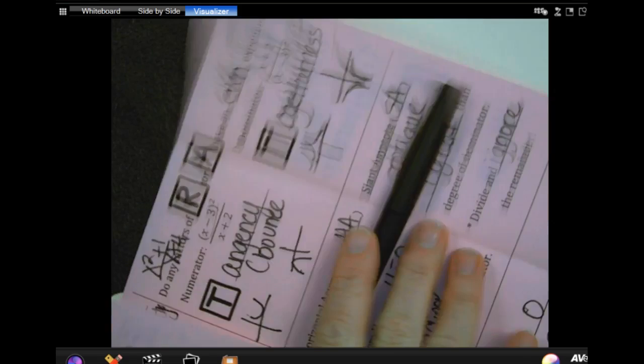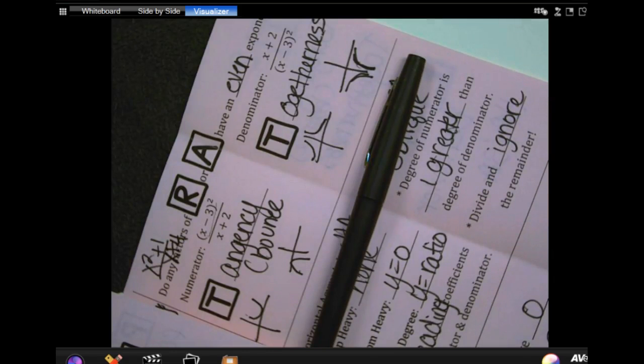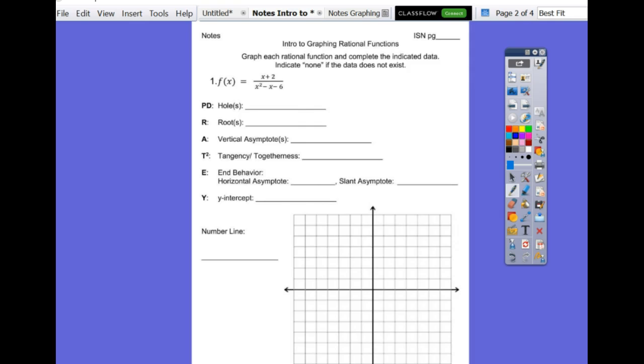There you go. Super cute, nice, fun little foldable. You're welcome. No, you may not get on your phones yet. All right.